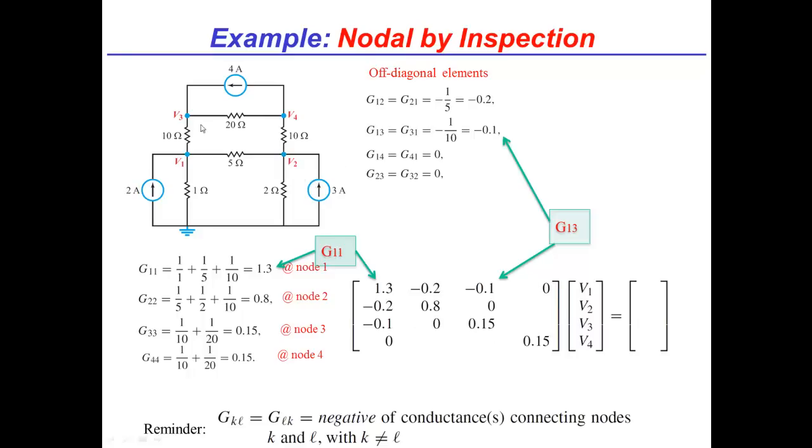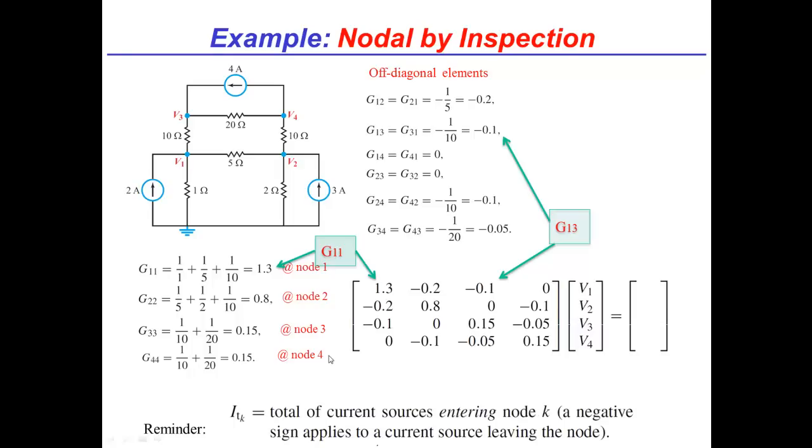G23, same thing. We get a 0. G24, I have a 10 ohm resistor, so I get minus 0.1. G34, I get a 20 ohm resistor, so I get minus 0.05. And at this point, I've populated the table in terms of the conductance values. Now I just need to figure out what's going on for the currents.